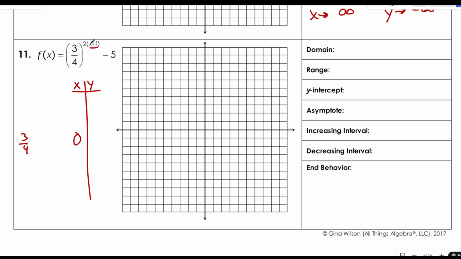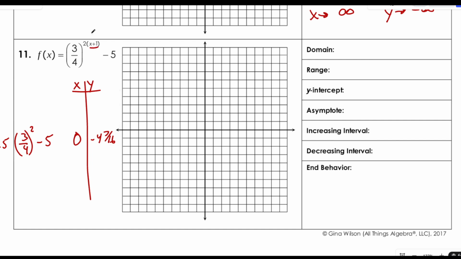2 times 1 is 2. Okay, I get -5. That's kind of sucky, but 9 over 16 minus 5. So it's pretty tricky, but -4 and 7/16. Yuck. So maybe 0 wasn't such a great number. I mean, it's usable. But this time I'll try and pick something better.